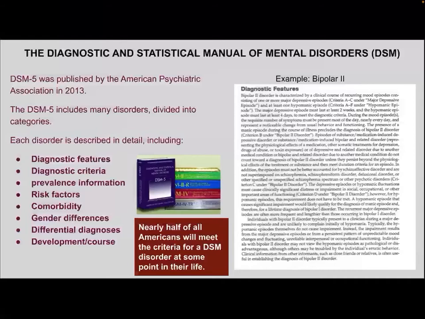Risk factors for the disorder, comorbidity, I always say that wrong, comorbidity means when 2 or more disorders happen at the same time. So sometimes, for example, somebody with borderline personality disorder is more likely to have substance abuse disorder as well. These are comorbid, they go together. It also talks about gender differences, differential diagnoses, meaning things that could seem like this disorder but it's actually something different. And then finally it describes the typical development or course of the disorder.